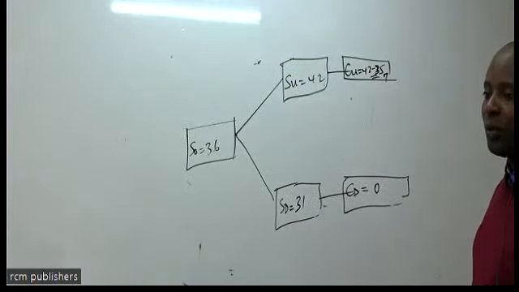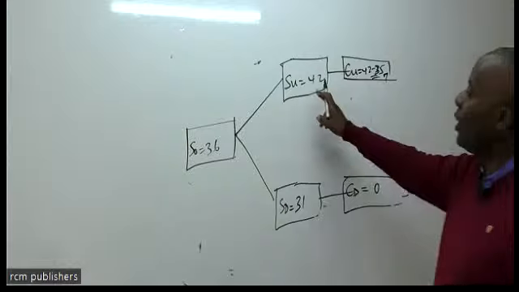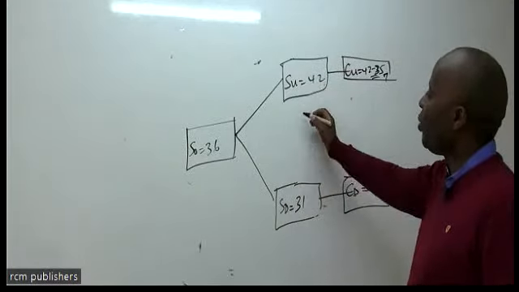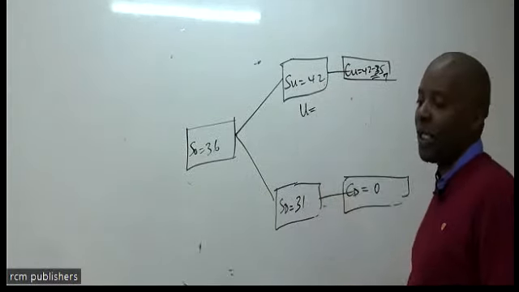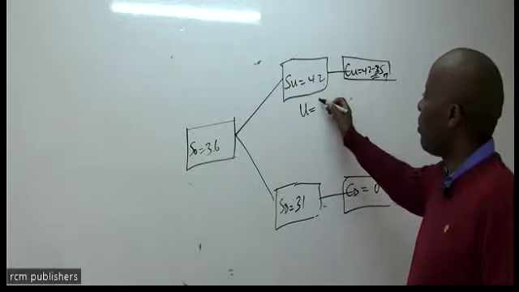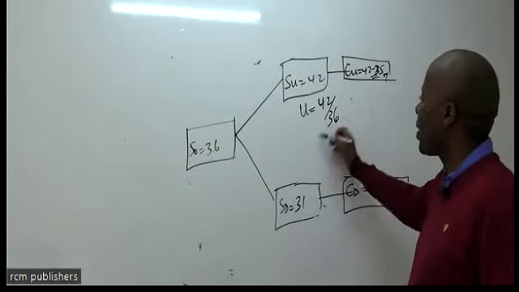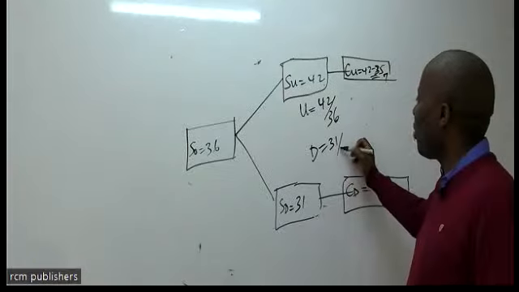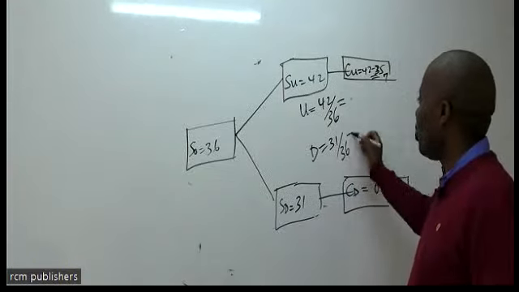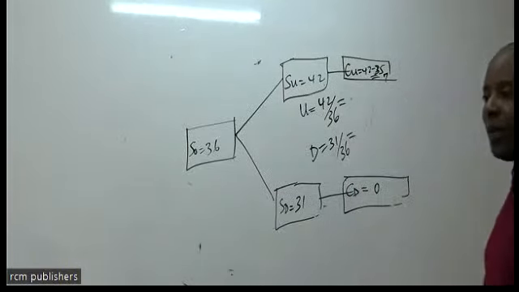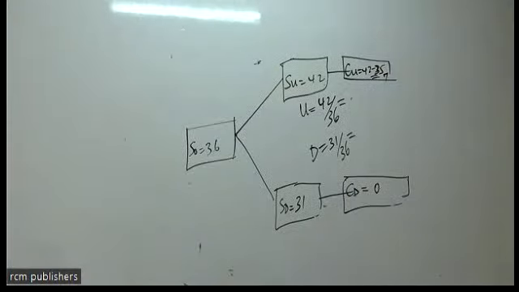Of course, when they give you the upward price and downward price, you have to calculate the upward index itself. So the upward index will be 42 over 36. The downward will be 31 over 36. What figures do you have here?